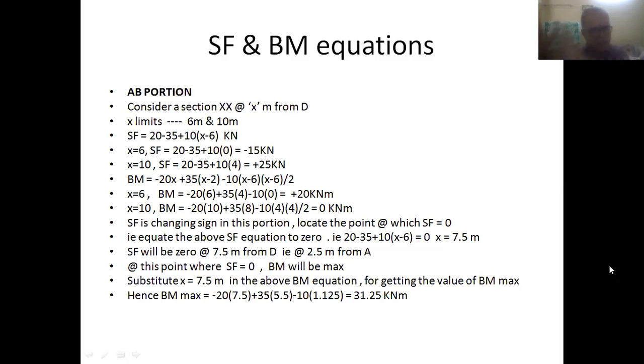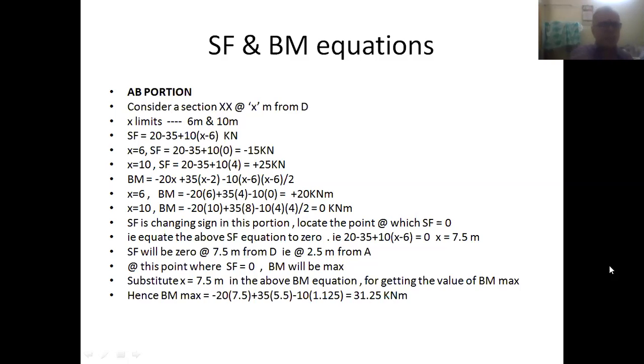Using these forces, SF will be equivalent to 20 minus 35 plus 10 into x minus 6. So friends, 20 is acting in downward direction, you are putting a plus symbol. 35 is the reaction force acting in upward direction, you are putting a minus symbol.